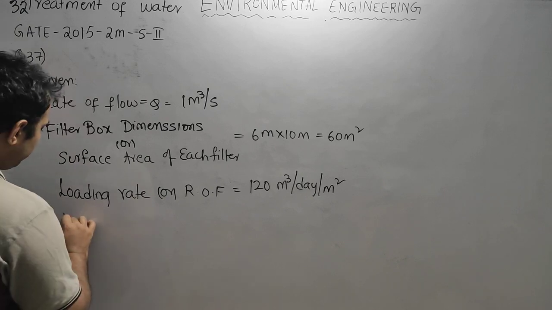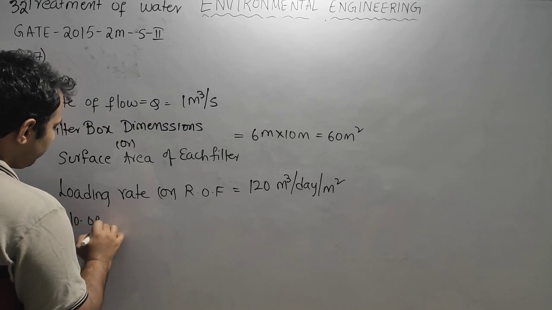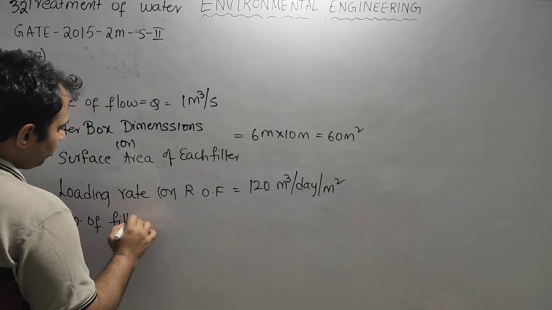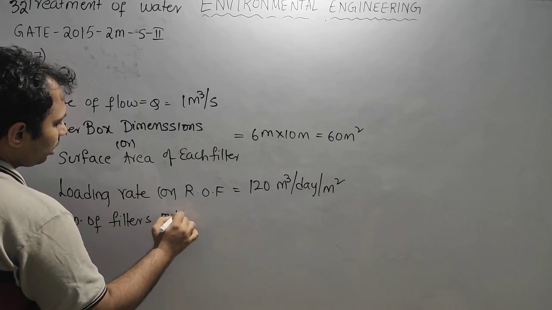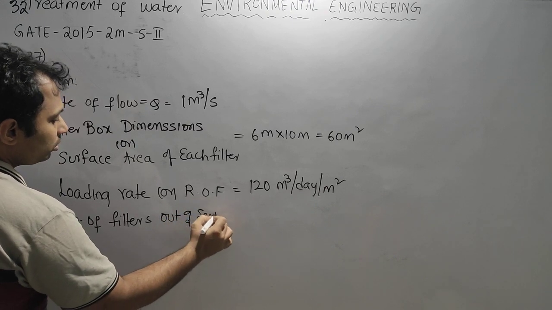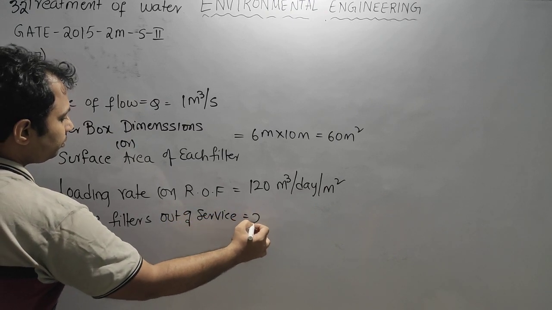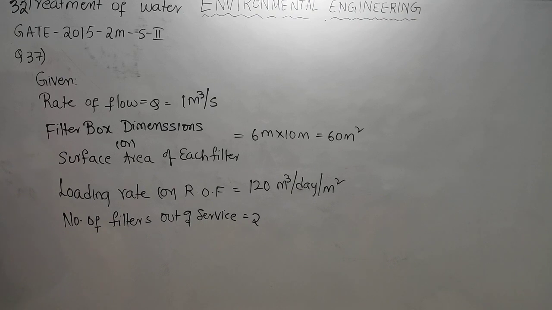Number of filters out of service is 2. Then what is the loading rate? Here first we need to find what is the total surface area needed.